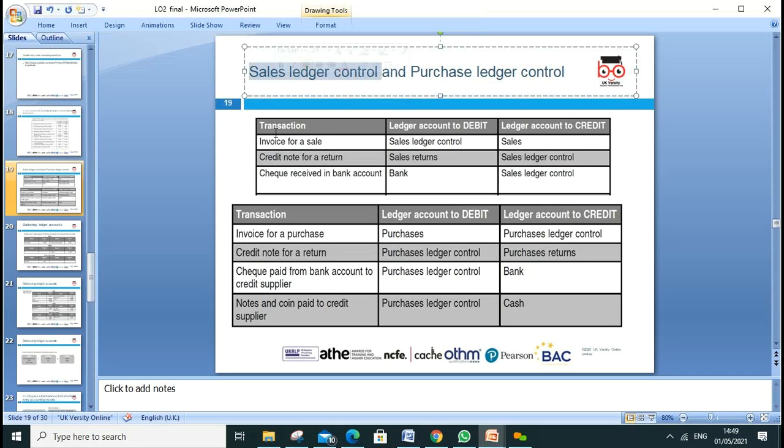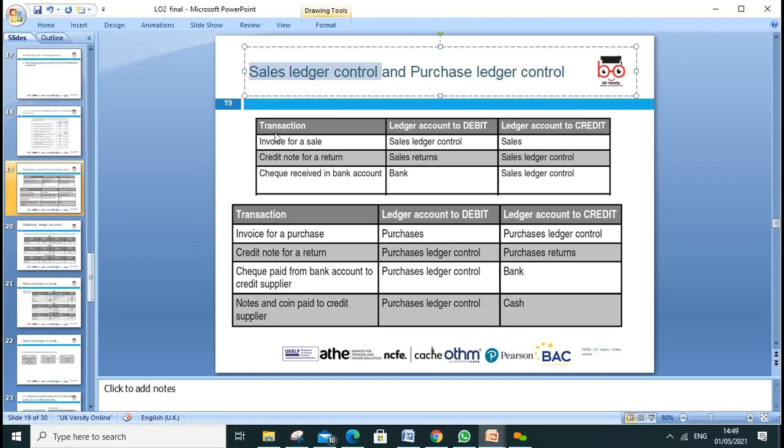Why do we have a sales ledger control? Why do we have debtors? Due to credit sales. If as a company we have a policy that we're not selling anything on credit, then we don't have trade receivables. It means we don't have a sales ledger control account. Okay, so the sales ledger control account means our receivables.